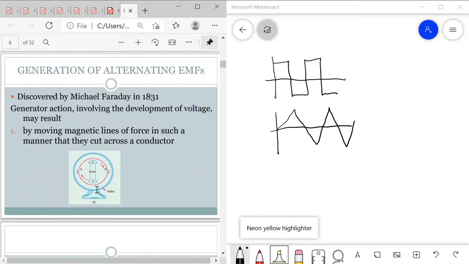Generation of alternating EMFs was discovered by Michael Faraday in 1831. Generator action involving the development of voltage may result in three ways. Number 1, we can develop alternating voltage by moving magnetic lines of force in such a manner that they cut across a conductor. In this figure, we have the stationary part, which is the conductors, and the rotating part is our magnets or the rotor.